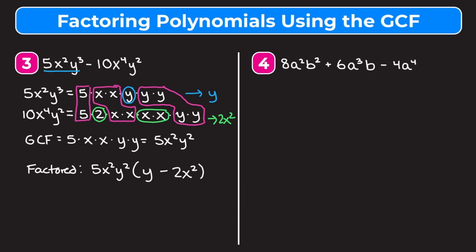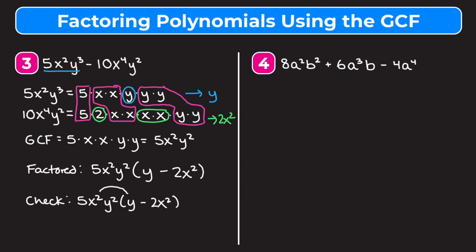And now we're just going to redistribute it out to make sure that we get the correct answer. So let's check our work. Let's rewrite our factored form, and then I'm going to distribute it out. So if I distribute this in, 5x squared y squared times y.